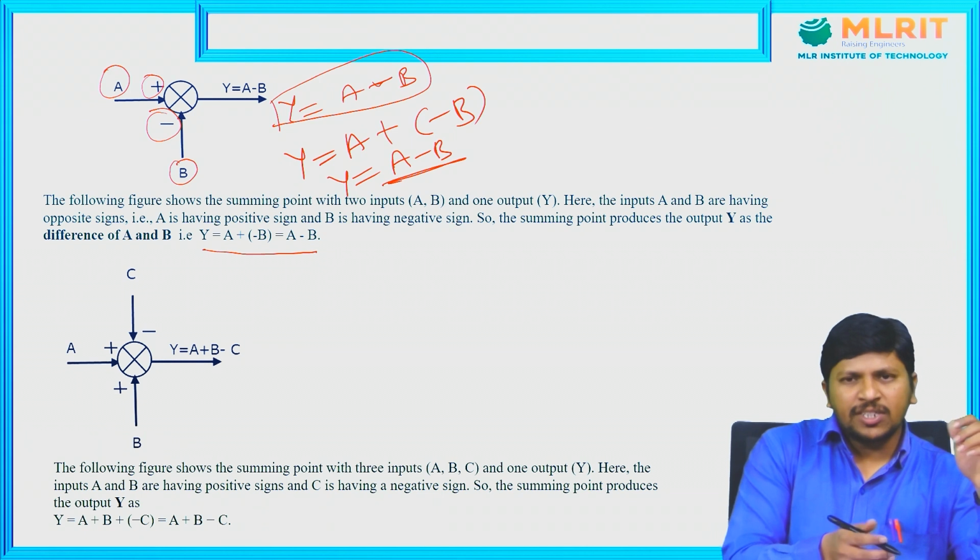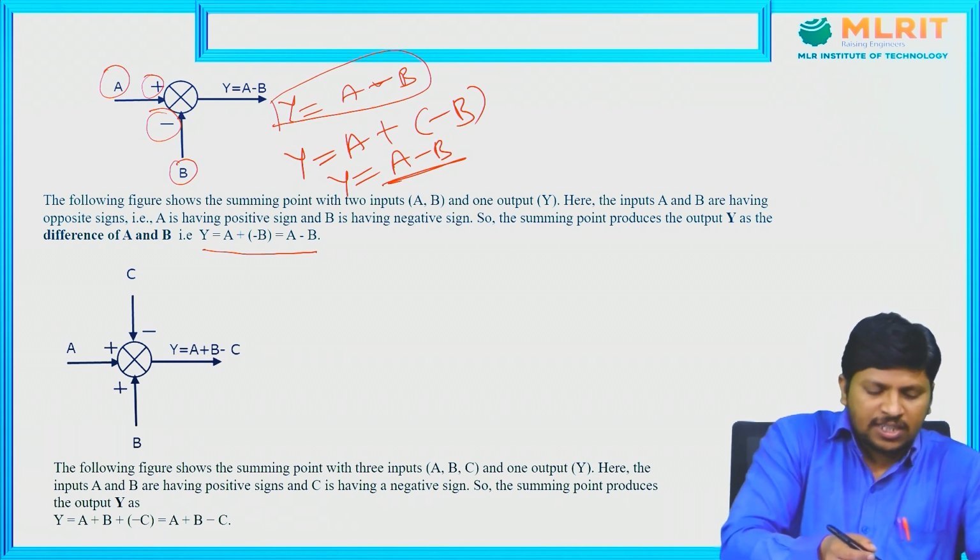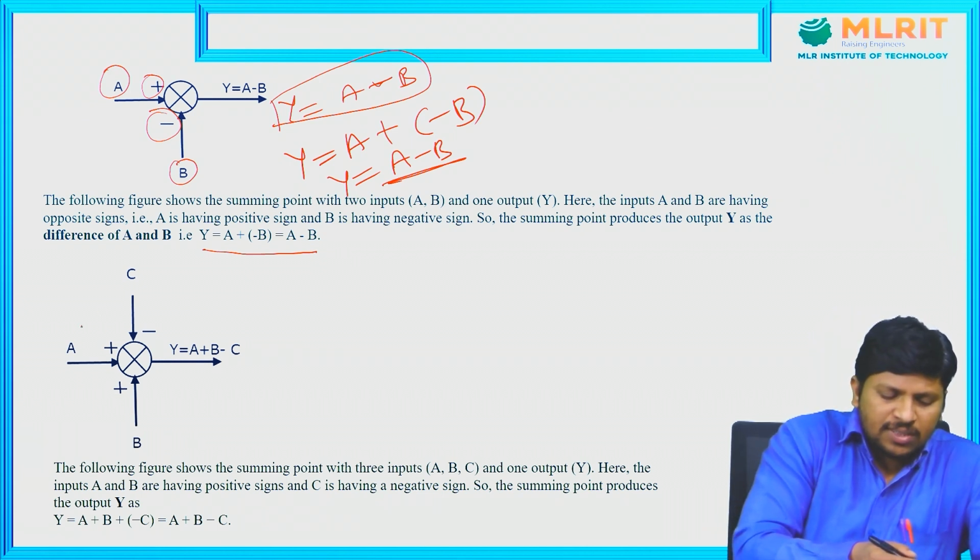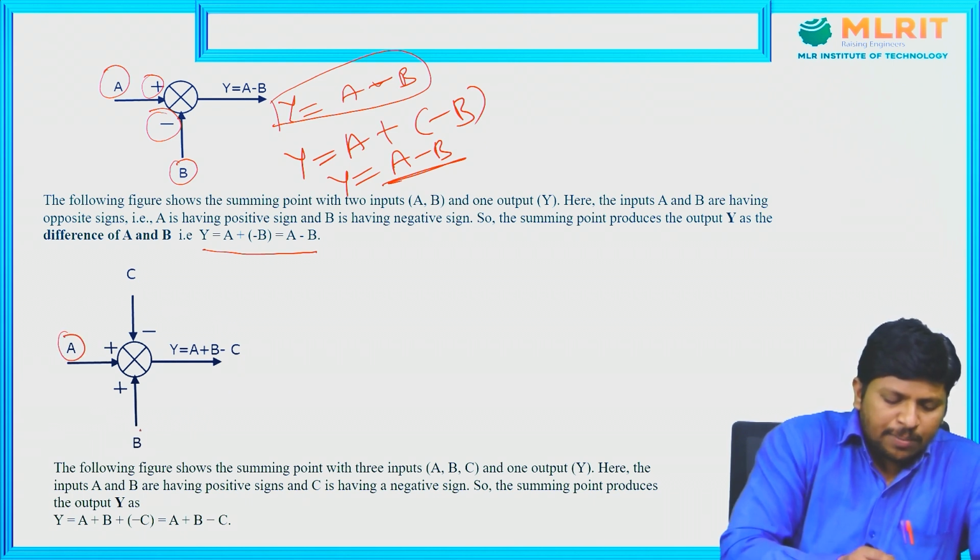Next, the combination of both addition and subtraction. Just observe, from this circuit or this summing point, one is the input signal A and B is also an input signal.